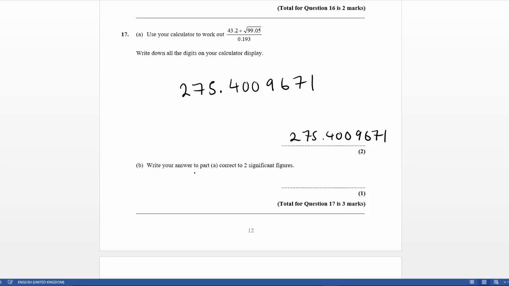Now they're saying write your answer to part A correct to 2 significant figures. Your first significant figure is 2, your second significant figure is 7. So what we need to do is look at our second significant figure and decide, is the one to the right of it greater or equal to 5? It is. Because it is, it's going to increase that digit by 1. So your answer is going to actually end up being 280.